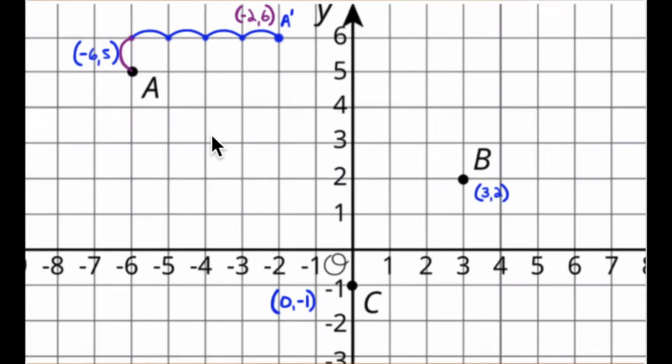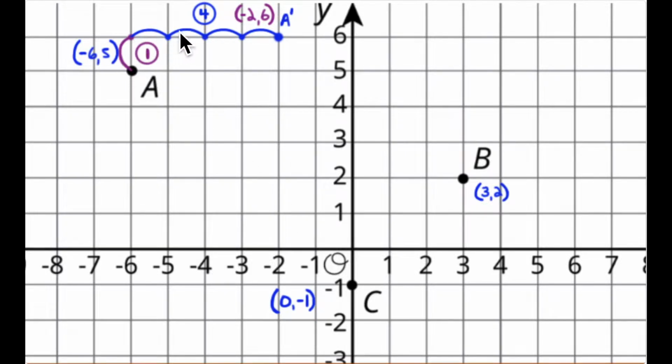I didn't mean to do this, but I actually did it in the reverse order. The order does not make any difference. So I moved each point up 1 unit and to the right 4 units. It would have been the same had I moved it to the right 4 units and then up 1 unit. I still would have ended up at this point A prime, which is coordinates -2, 6. And the same is true for B and C.